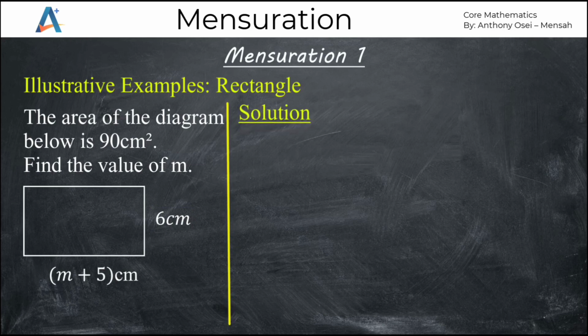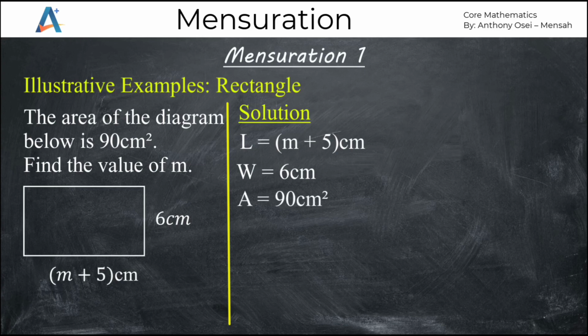Now with the solution, we have the length as m + 5 centimeters. That is the length of the diagram. And then the width of the diagram is 6 centimeters. But we all know that the area of a rectangle, which is A, has been given as 90 centimeters squared. The formula for area is so clear: area A is equal to length times width. So we'll do our substitution and make whatever variable we have in the equation the subject. Area has been given as 90, so wherever we see area, we put 90 because area is equal to 90 centimeters squared.